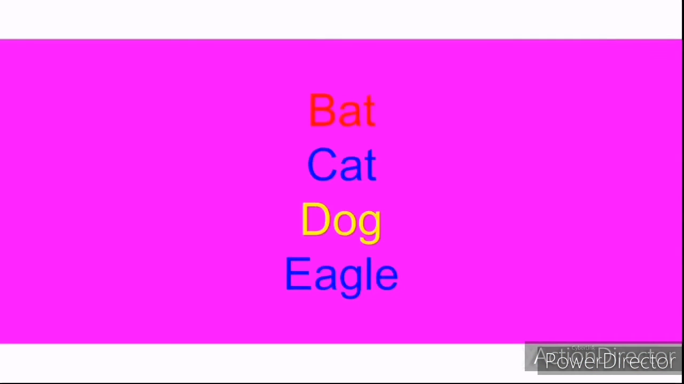So this is it. We have bat, which begins with B, as the first. Cat is the second because C comes after B. We have dog next because D comes after C, and eagle is the last because E comes after D.